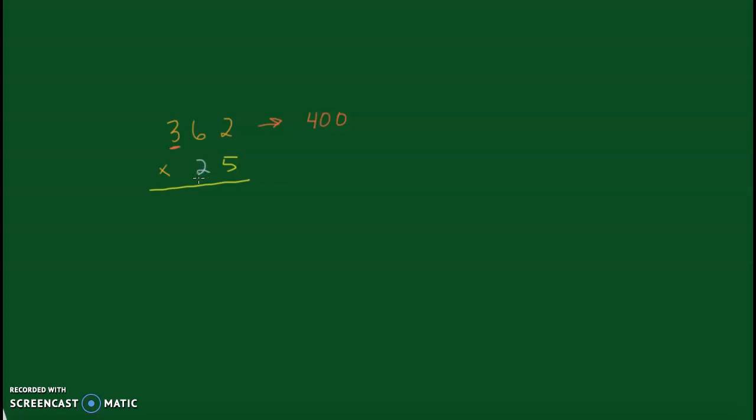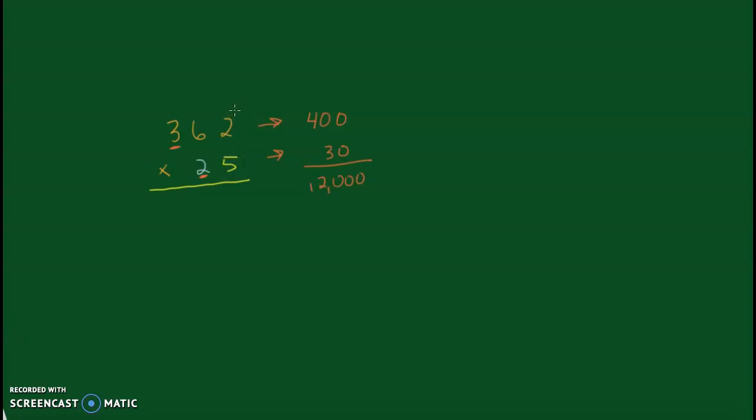For the bottom number, we're going to round to the nearest 10. So from the tens place, we look one to the right. That's a 5. If the number is 5 or higher, then we round up. So 25 is going to round to 30. We now have 3 zeros, and 4 times 3 is 12, so our estimate is going to be about 12,000. Now let's find the actual answer.